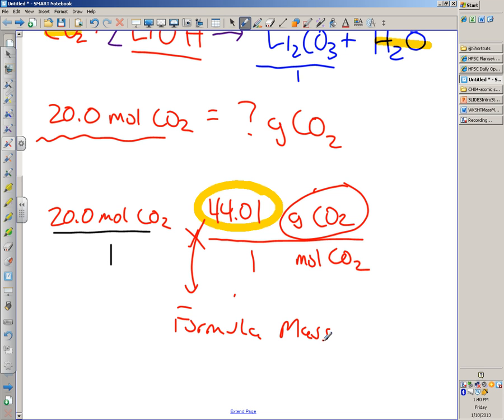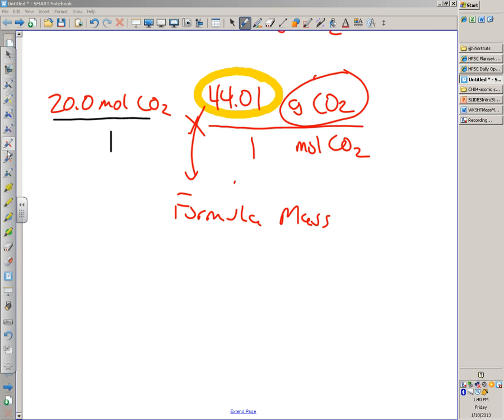Okay? Same process that we were doing before when we were doing conversions for elements, but now we have to take into account all of the atoms in that formula. Does that make sense? Okay? So you plug that into your calculator, and you should end up with 880.2 grams of carbon dioxide.